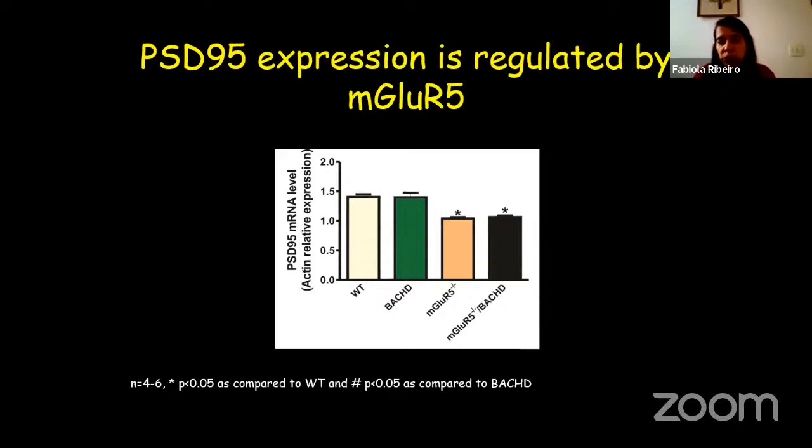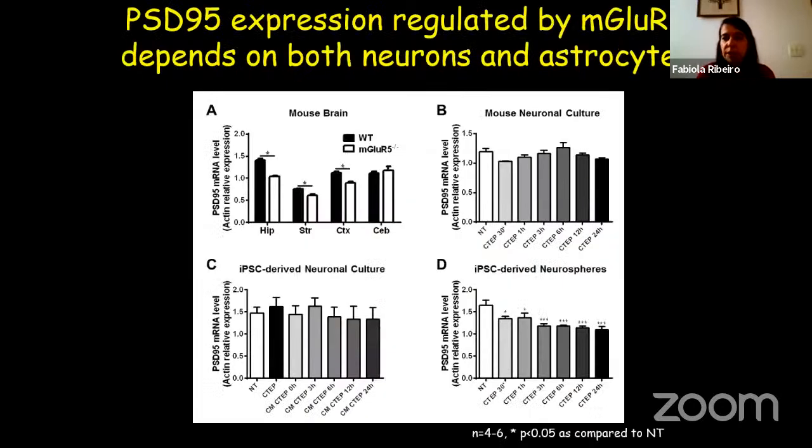And we believe that this modulation is not through CREB or REST, as we do not see any change in PSD95 expression in BACHD mice. And we decided to investigate this modulation of PSD95 expression a bit further. So we looked into different brain regions that express mGluR5, such as hippocampus, striatum, and cortex. If we knock out mGluR5, we observe a decrease in PSD95 expression. However, in the cerebellum, which does not express mGluR5, we do not observe any change in PSD95 mRNA levels.